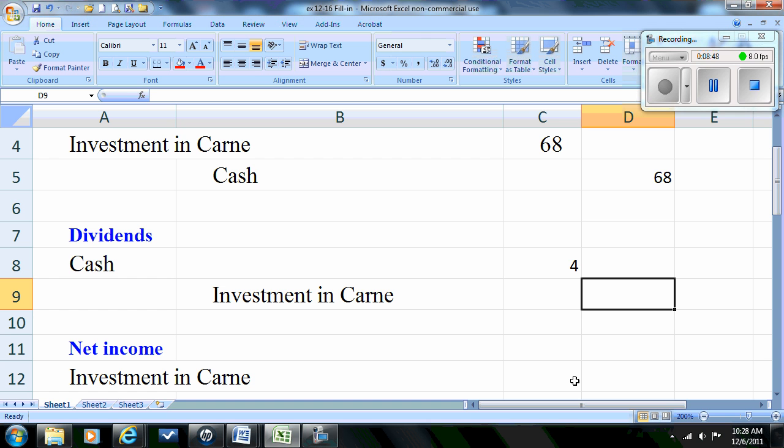We're giving up part of our investment in Carney and receiving cash. Why? Again, the equity method treats our share of Carney as if it's part of our business. So by receiving a dividend, just like a dividend reduces retained earnings, the dividend is going to reduce the investment in Carney.